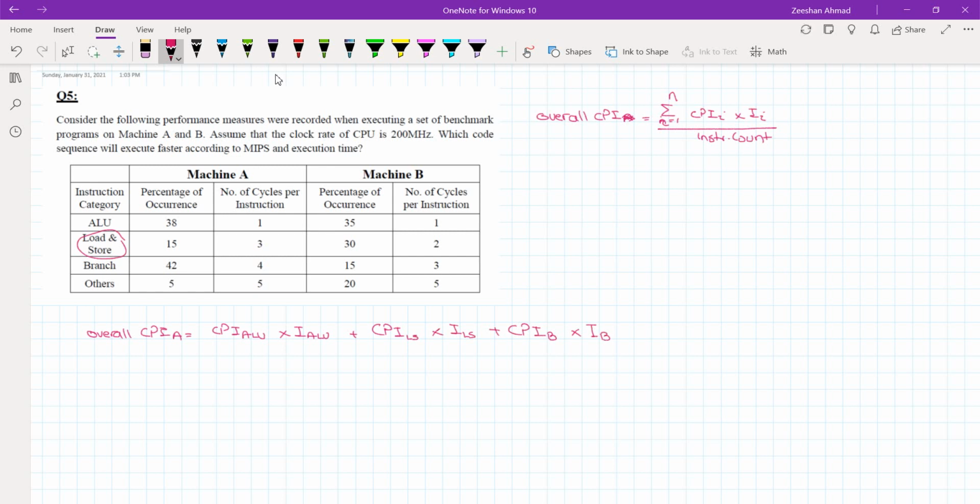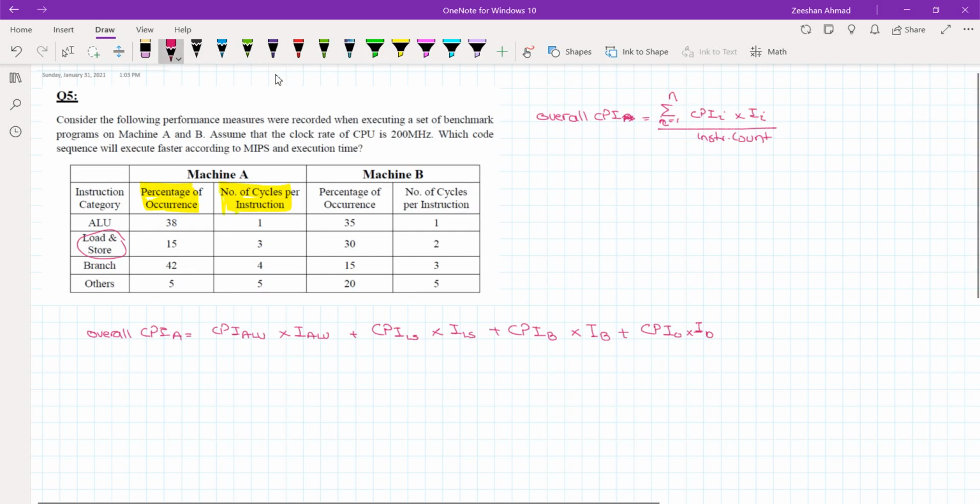I'm just using B for branch here, plus the CPI of the other instruction multiplied by the occurrence of the other instruction. Now first of all, if you observe here, basically number of cycles per instruction, so this is your CPI, and this is the percentage of occurrence. This is the value of I, and this is your CPI here.